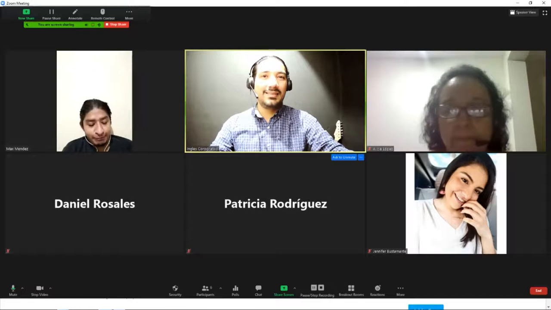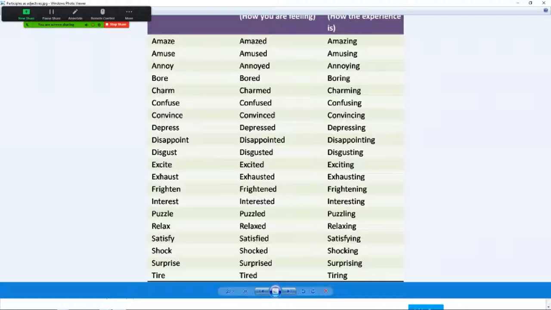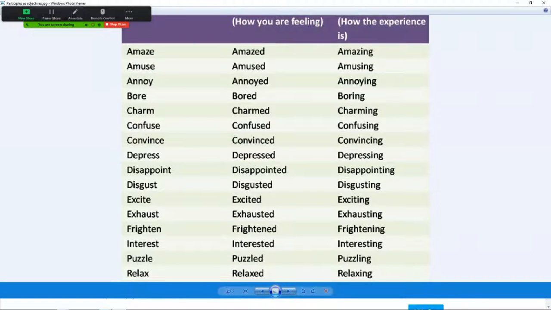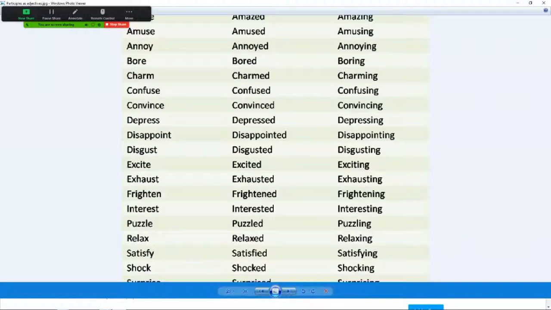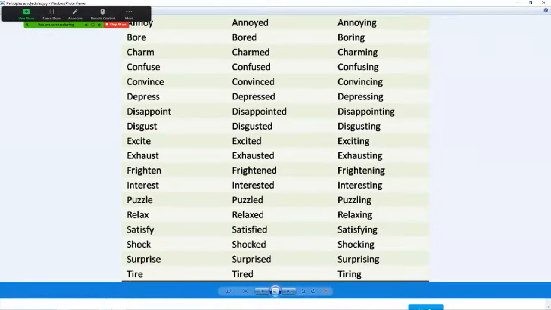Daniel Rosales, how do you feel today? Hi, teacher. Good evening. And I feel relaxed too. Why? Because it's raining. For me, when it's raining, I feel very relaxed. For me, the rain is relaxing. Okay. I like that. Very good.